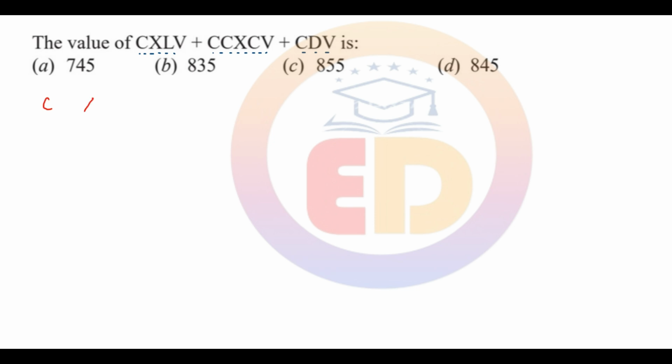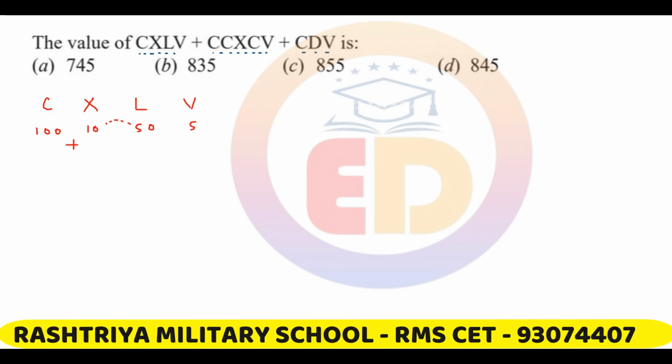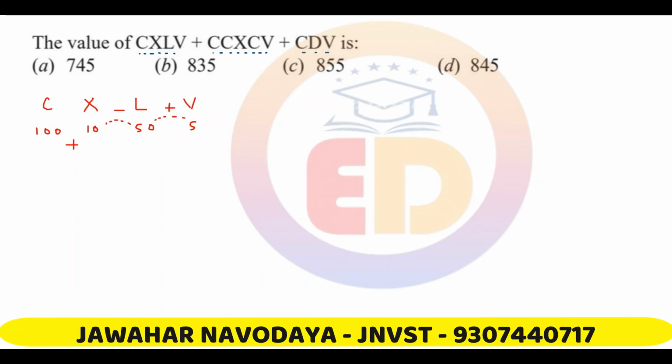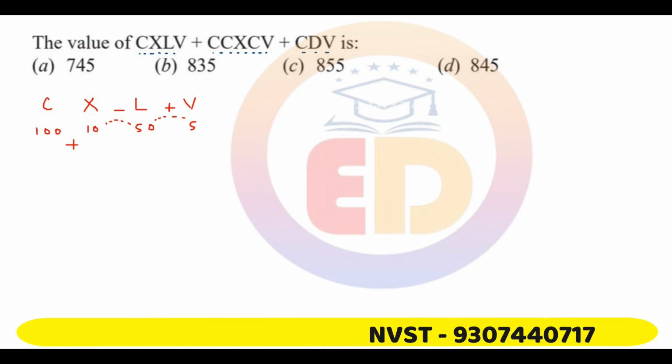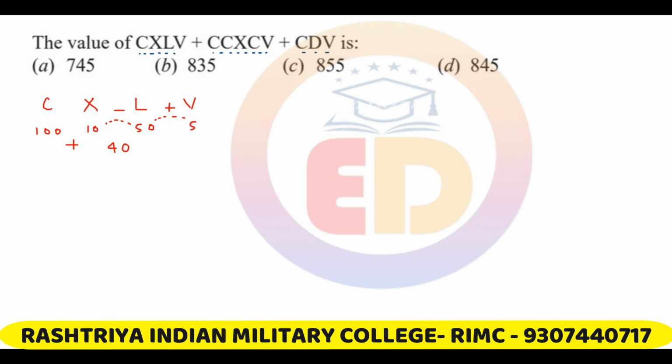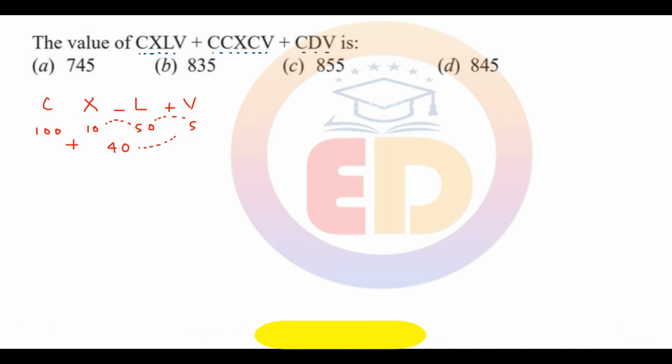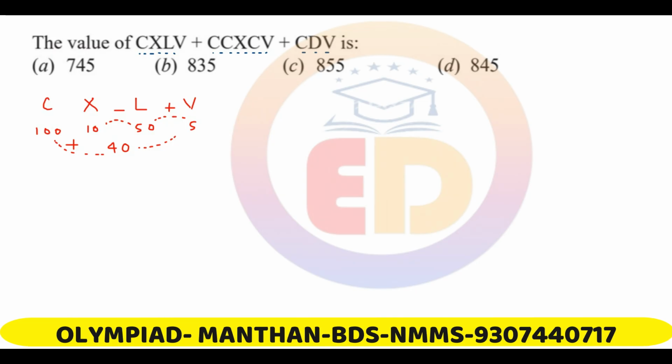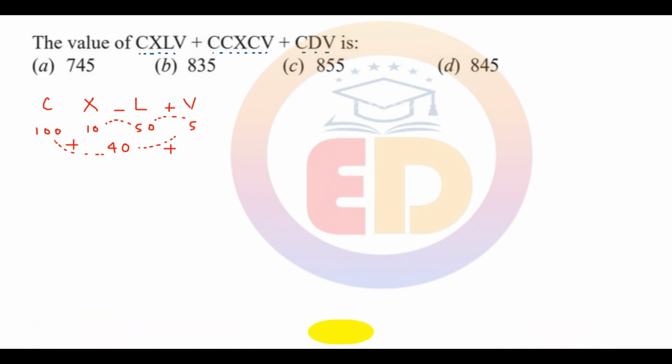C, X, L, V. C is 100, X is 10, L is 50, V is 5. So after 100 comes 10, so we will add, but after 10 comes 50, so we will have to subtract here, and after 50 comes 5, so we will add here. So 10 minus 50, this is 40, plus 5. Final answer is 100 plus 40 plus 5. This will be 145.